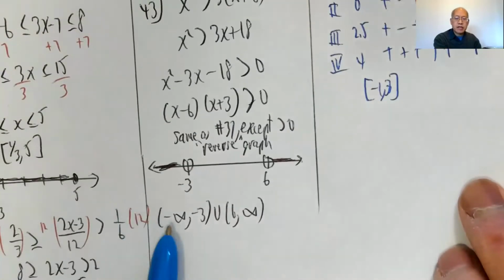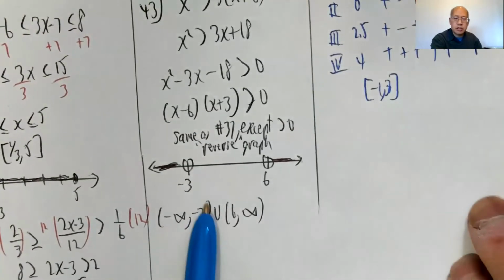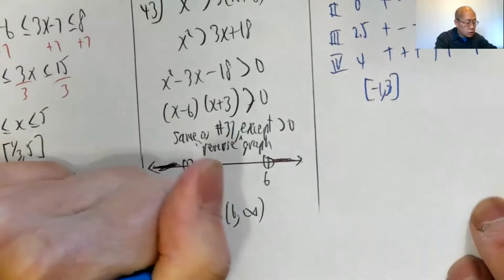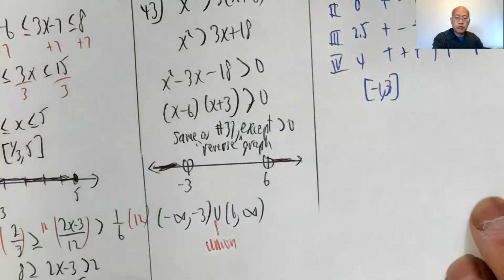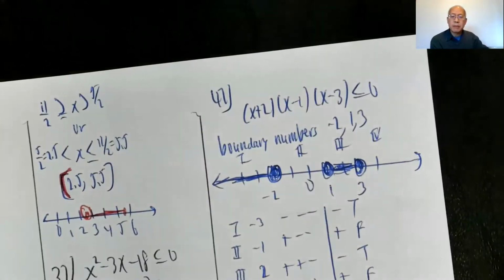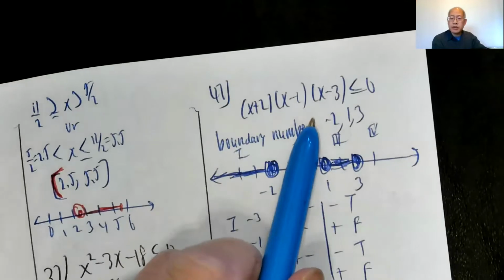So that would be parenthesis, negative infinity, negative 3, parenthesis, U for union, 6, comma, infinity. So the U is for union. You're joining more than one set. Okay, 47: my boundary numbers are negative 2, 1, and 3.